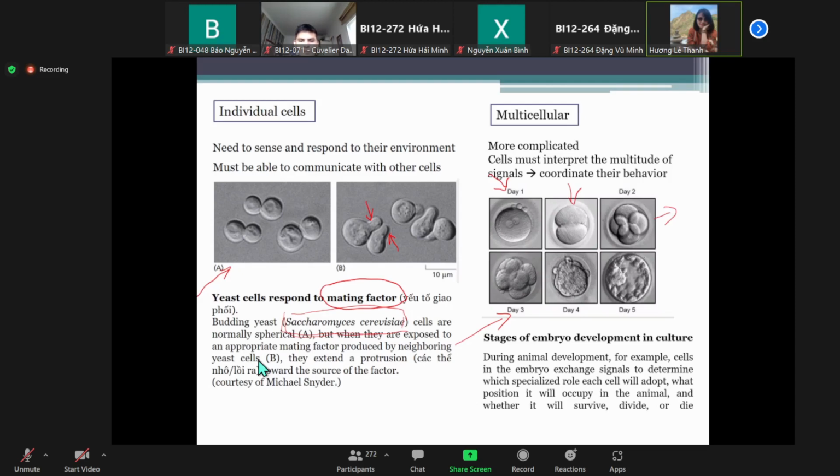So they need to communicate with each other, and this process is really complicated. It's not like unicellular cells just sending something and the neighbor senses it and responds. For multicellular organisms, it's very complicated. So let's see what the communications in multicellular organisms are.